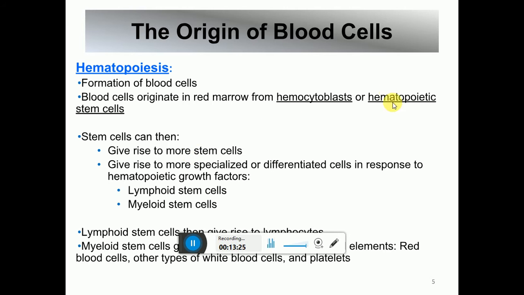And these hematopoietic cells can either give lymphoid or myeloid, or they can just start multiplying to give more stem cells. Okay? And as we said, the lymphoid stem cells give rise to both kinds of lymphocytes, T and B, while the myeloid cells give all the other different kinds of blood cells.